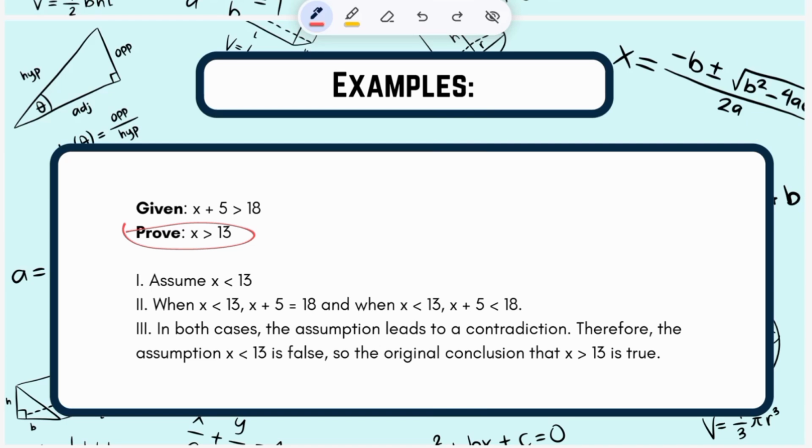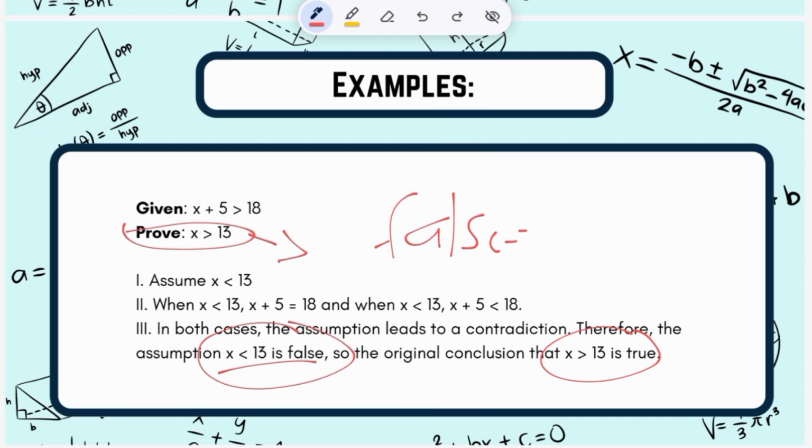So, that's where the contradiction happens. And the last step would be, in both cases, the assumption leads to a contradiction. Therefore, the assumption x is less than 13 is false. So the original conclusion x is greater than 13 is true. As you can see, we solved the opposite of the statement to prove, which is false. So, false is equal to incorrect. So, when the assumption is incorrect, the statement to prove is right.